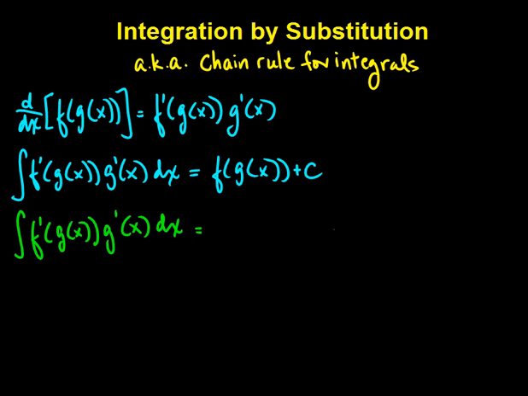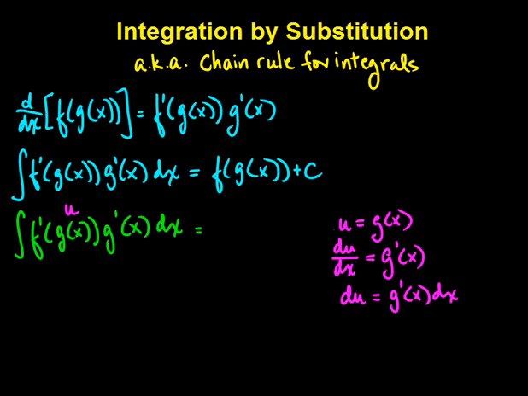Starting with this integral, f prime of g of x times g prime of x dx, if we let u equal the inside function g of x, and we take the derivative of u with respect to x, then obviously du dx is equal to g prime of x. If we write that in differential form, so that du is equal to g prime of x dx, then you'll notice that that is precisely what we have in the right part of our integral, g prime of x dx. So we can substitute that for du.